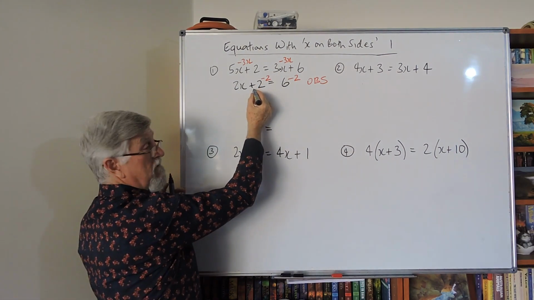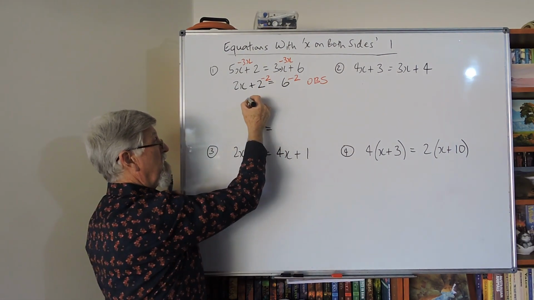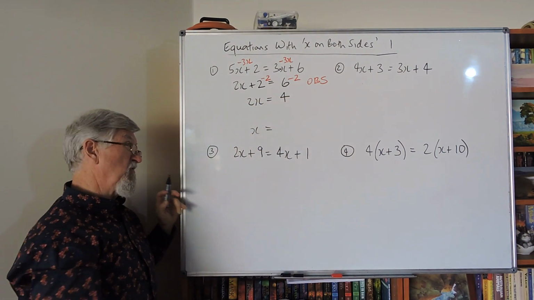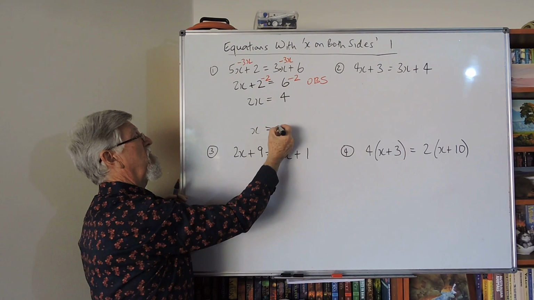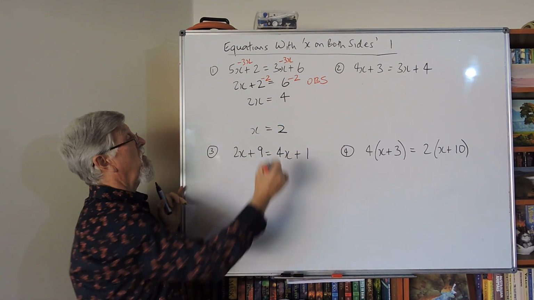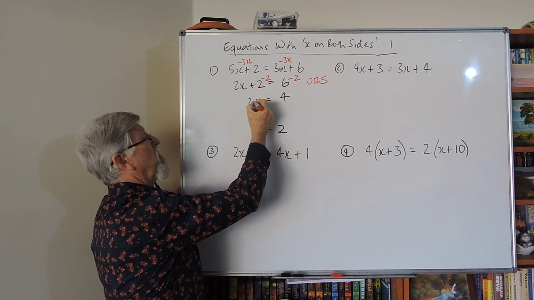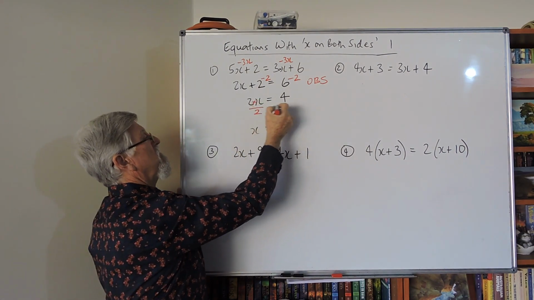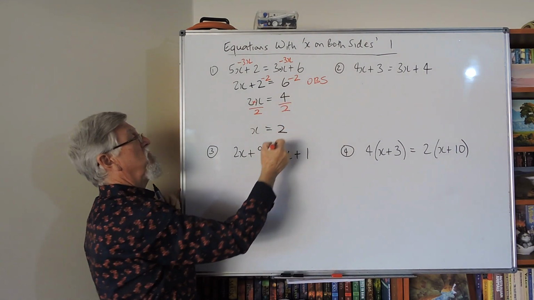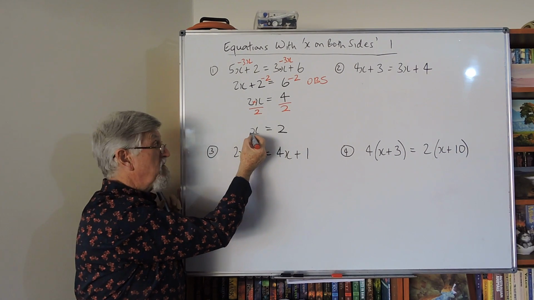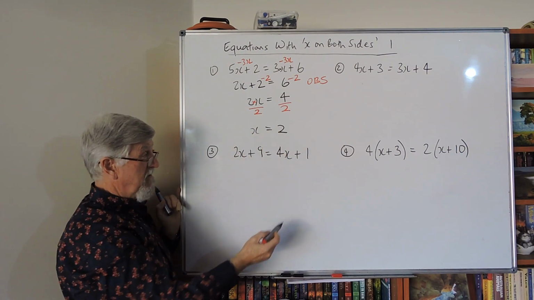That's gone. 2 take 2 is 0, so I'm left with just 2x. 6 take 2 is 4, and at this stage you could have just gone 2 2s are 4 and written down the answer of 2. For those when it gets harder, you might notice that's a times by 2. So how do I get rid of a times by 2? I divide this side by 2, I divide that side by 2. 2 into 2 goes 1, I don't have to write the 1x, I can just write x equals 2. So the answer is 2.